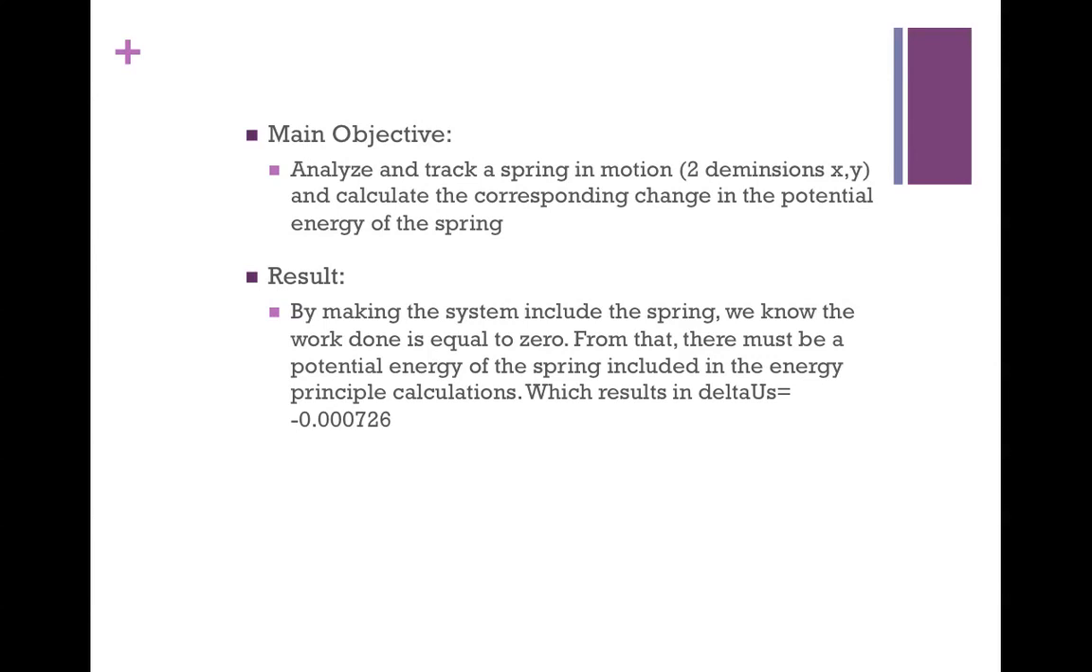My main result was, by making the system include the spring, we know that the work done is equal to 0. From that, there must be a potential energy of the spring included in the energy principle calculations. This resulted in a delta U of the spring as negative 0.000726.